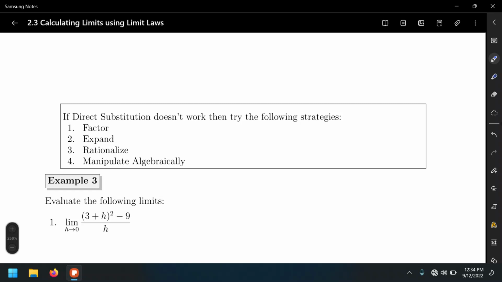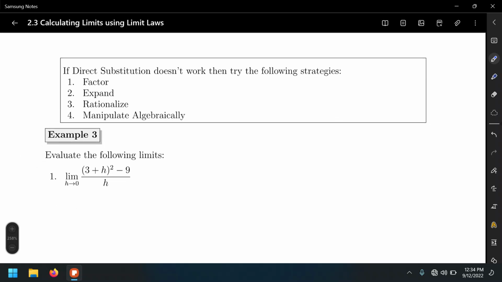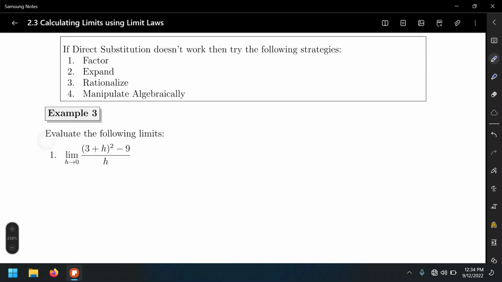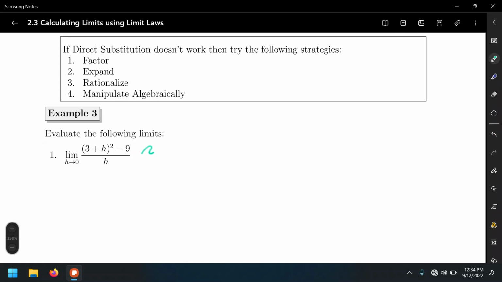Do other manipulations, algebraic manipulations in general. Alright, so number one, let's evaluate the limit right here. By trying direct substitution, we get 3 plus 0, quantity squared, minus 9, over 0. So 3 plus 0, which is 3, and then 3 squared, which is 9. And what do we get? 0.